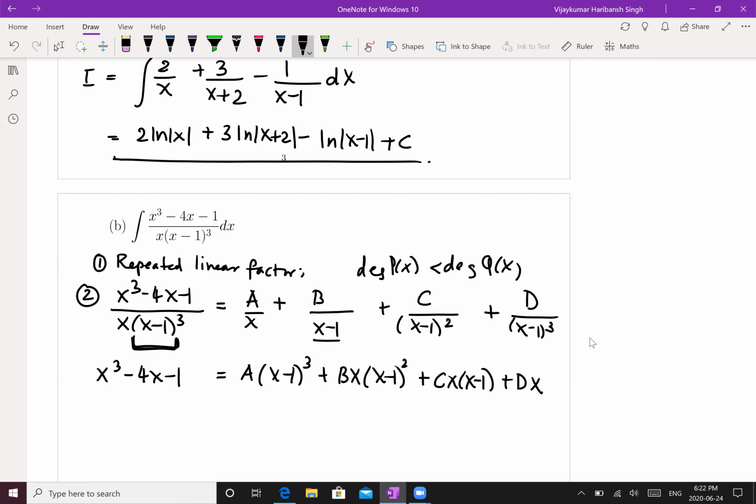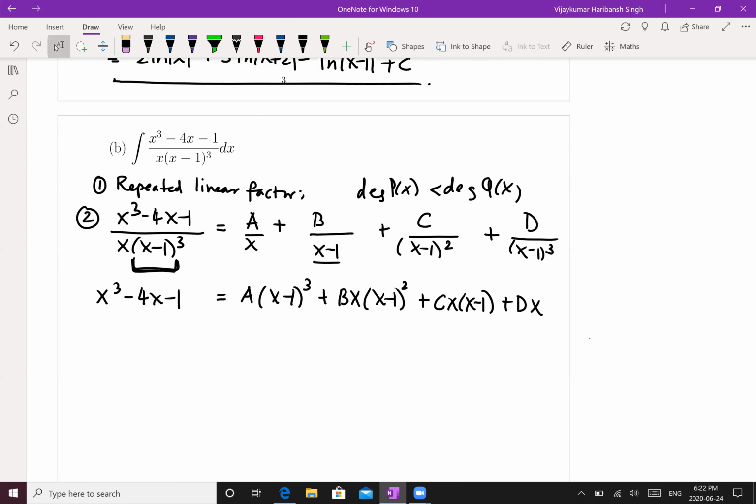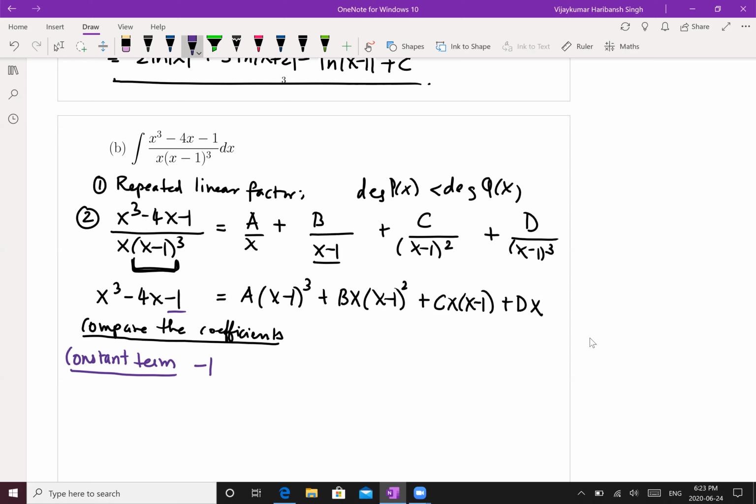Okay. Now we need to find out a, b, c, and d, right? So what we'll do is compare the coefficients. So how will we compare the coefficients? First of all, start with the constant term. So what is the constant term here? On this side, the constant term is minus 1. On the other side, how do you get the constant term? The constant term will be when x is 0 really, right?